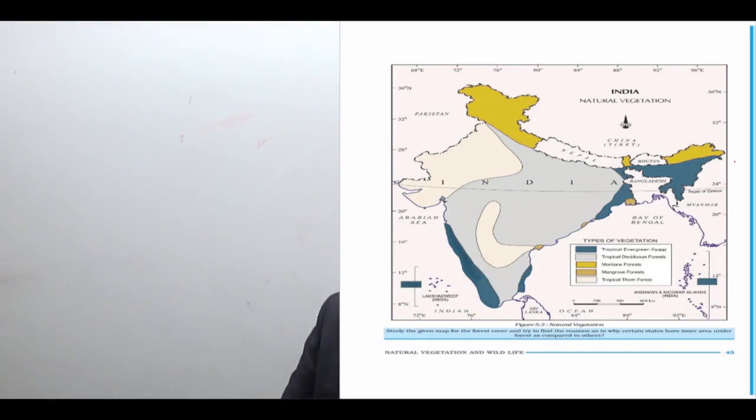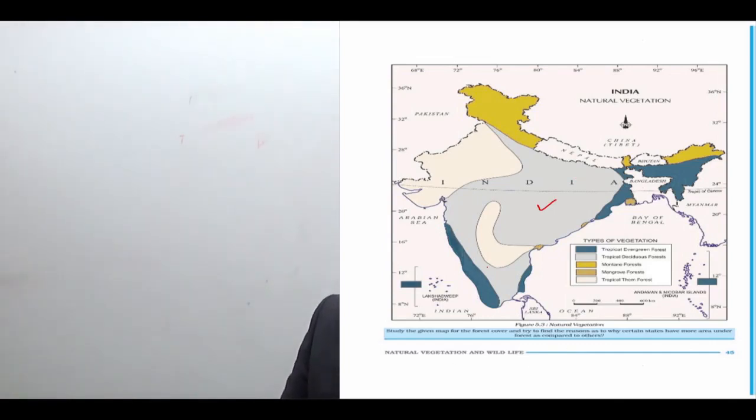Now this is a simplified map. You will have a better map of it. This is a very simplified map. So not the entire Assam or not the entire northeast India. Some pockets will have tropical evergreen, some pockets will have tropical semi-evergreen forest. Then we have the tropical deciduous forest. That is, this region is the tropical deciduous forest where I have marked 2.